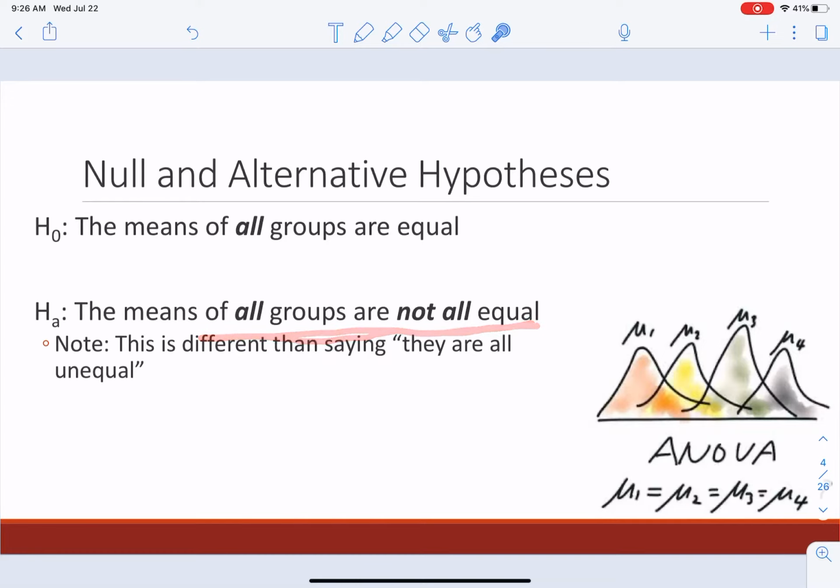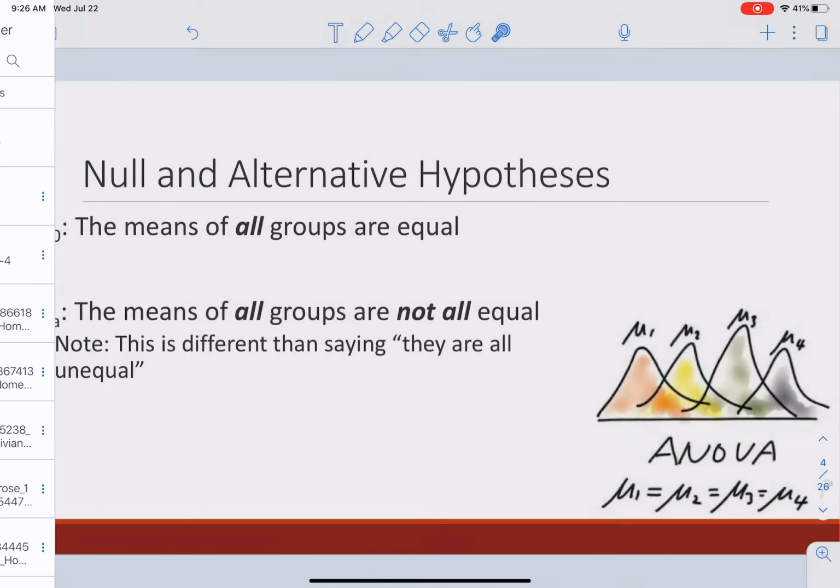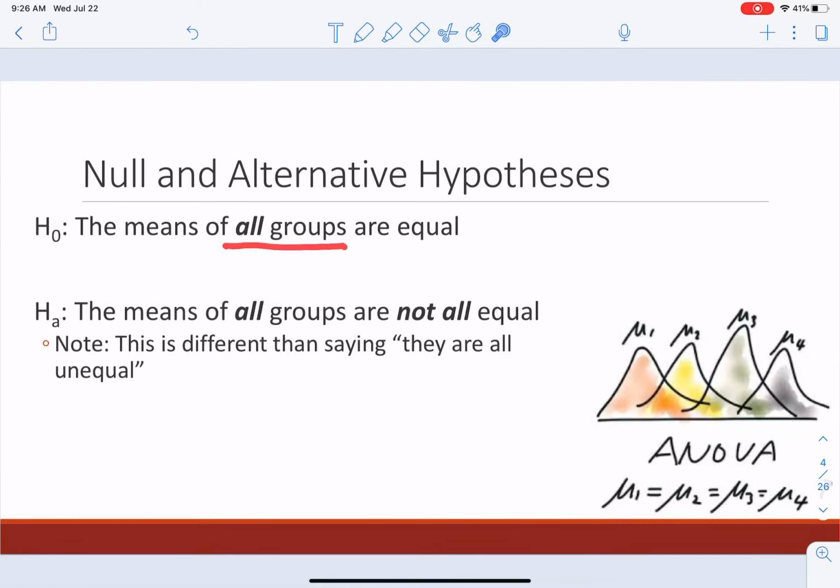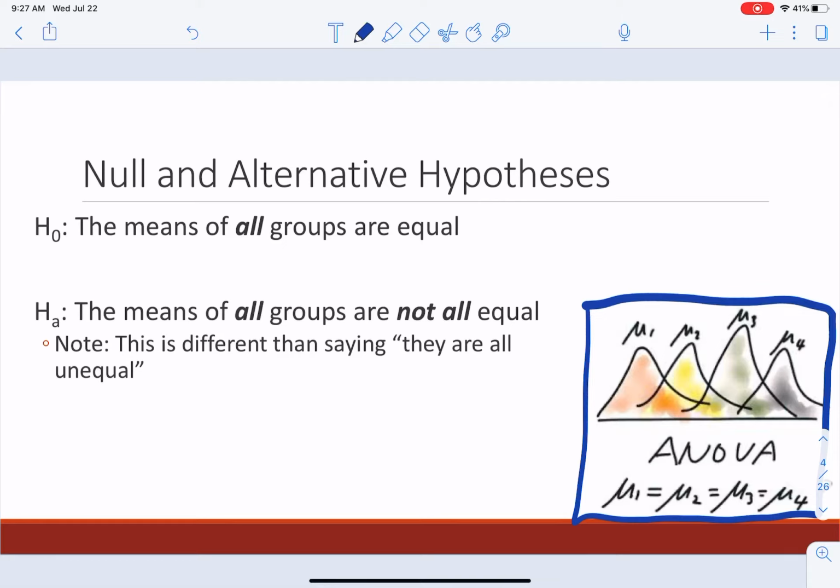Okay. Now notice what the frame of reference is here. We're talking about all groups, every single group. We are looking at the big picture. We are not looking at each individual group yet. We are just looking at the big picture.